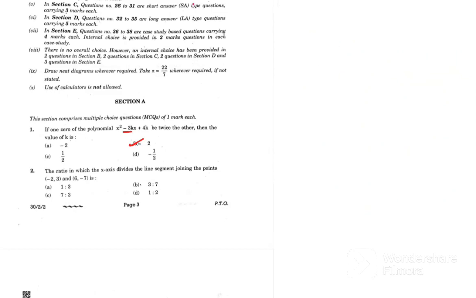So the next question is: the ratio in which the x-axis divides the line segment joining the points minus 2, 3 and 6, minus 7 is what? So we have to find the ratio. Let's mark these 2 points. Let's say this is A, whose coordinates are minus 2 and 3. And let this be point B, whose coordinates are 6, minus 7. So now this is a line and it has been divided by the x-axis.